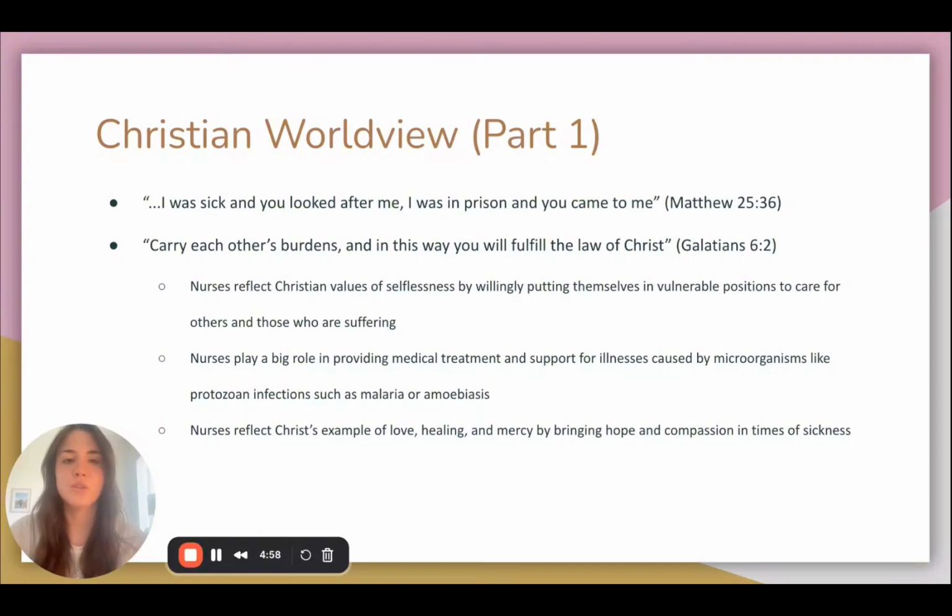This slide highlights the role that nurses play in the Christian worldview. In Matthew 25:36, the Bible says, "I was sick and you looked after me." For Christians, this verse is a reminder that caring for the sick reflects Christ's love and compassion for all of us. Nursing is not only a profession, but it is also a calling to care for those who are suffering, to give medical treatment and comfort. By carrying each other's burdens, Galatians 6:2 says that nurses fulfill the law of Christ, which means that every act of love, care, and help is significant spiritually.